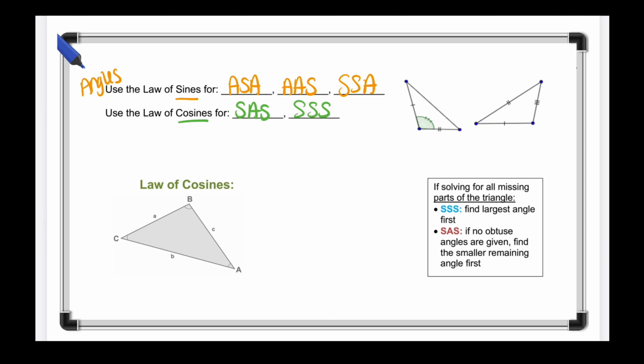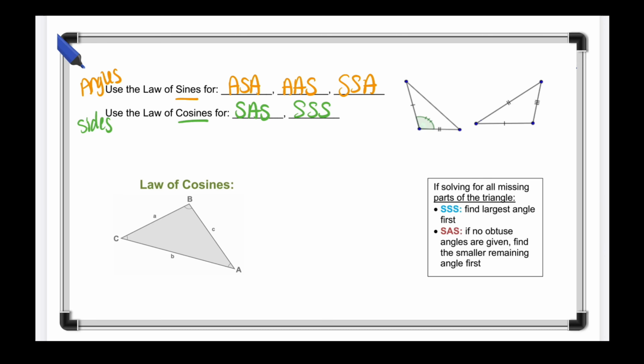Now the law of cosines likes sides, right? So there's at least two sides in your triangle congruency. If you need a review over the law of sines, check out the video linked above.